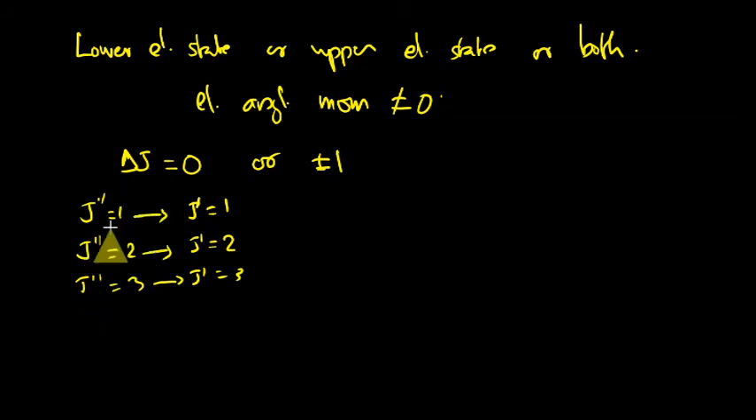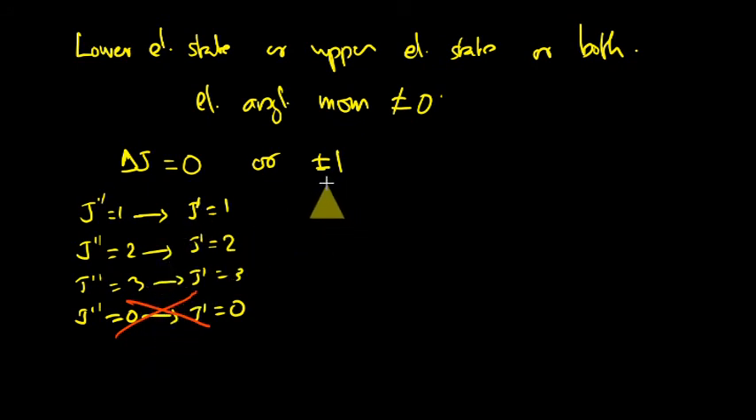What about J double prime is equal to 0 to J prime is equal to 0? Is that delta J 0? Yes, that is also delta J 0. But this possibility is excluded from the selection rule. Even if it is delta J is equal to 0, you should not consider this possibility. The transition J double prime is equal to 0 to J prime is equal to 0 is not allowed. All other delta J is equal to 0 transitions are allowed.